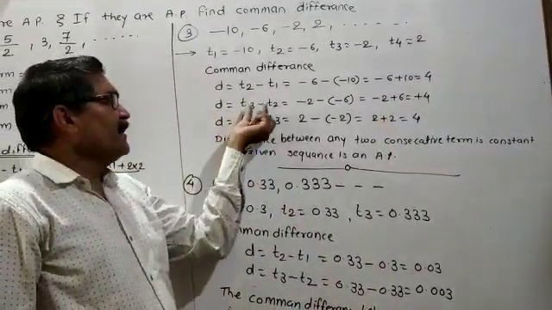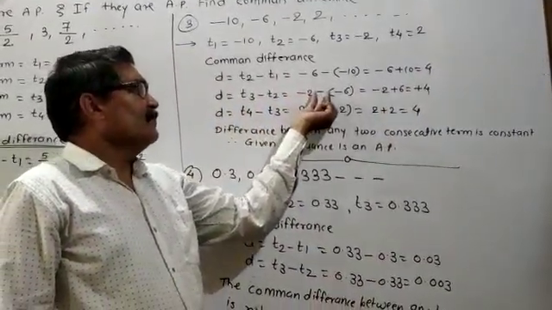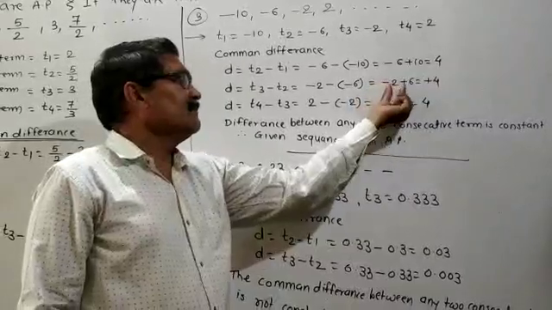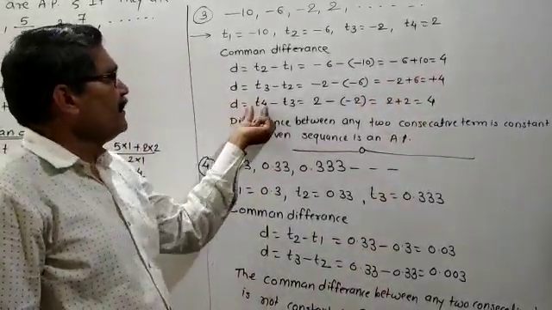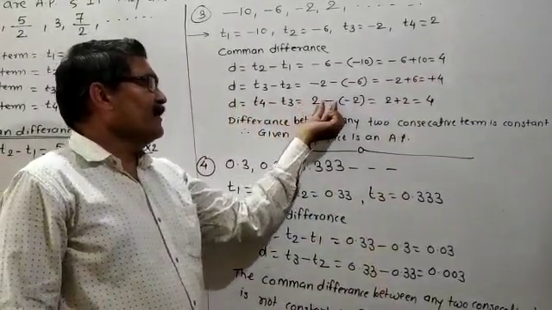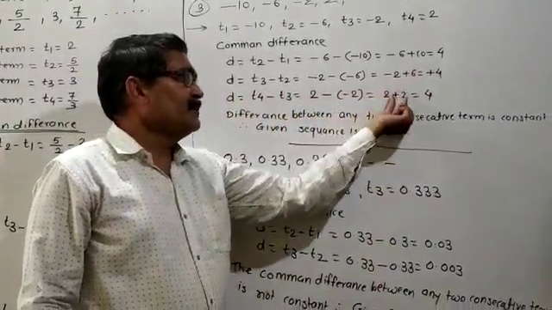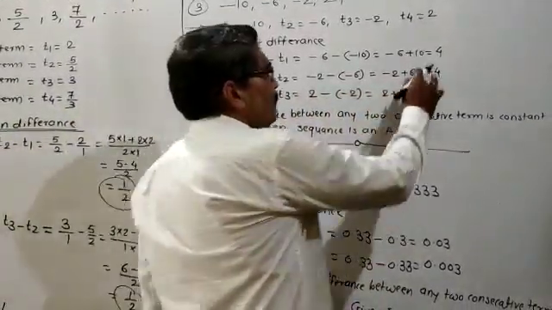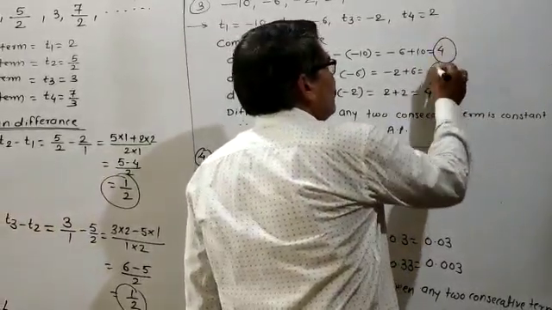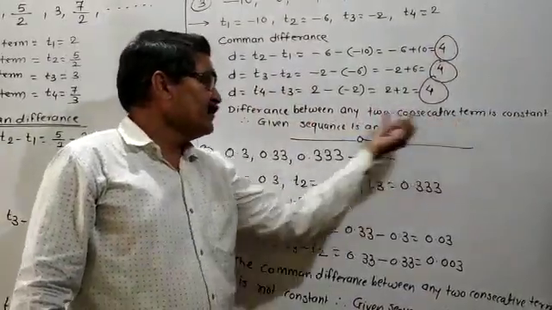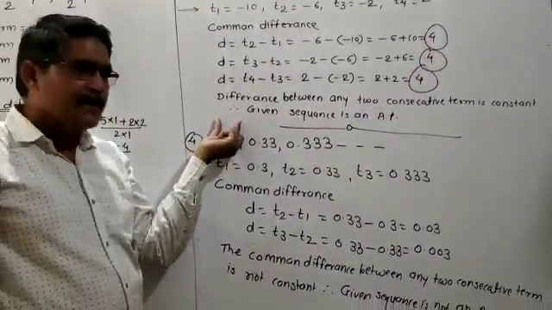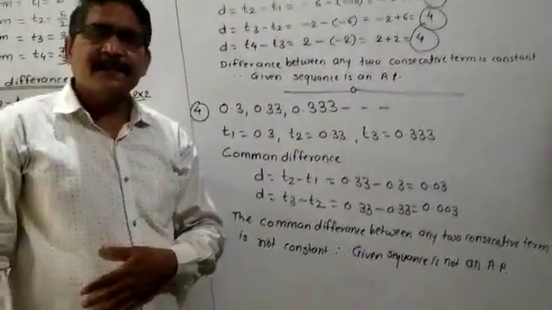d is equal to T3 minus T2: minus 2 minus of minus 6 is equal to minus 2 plus 6, which is plus 4. d is equal to T4 minus T3: 2 minus of minus 2. Minus of minus 2 means plus 2, so it is equal to 4. If you observe, the difference between consecutive terms is the same, 4. The difference between any two consecutive terms is constant. Constant means same. Therefore the given sequence is an AP.